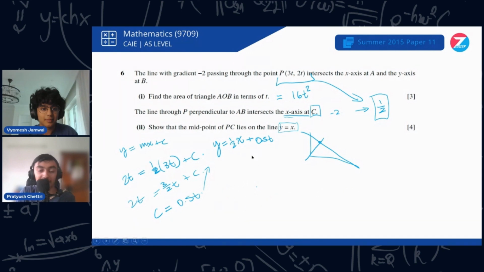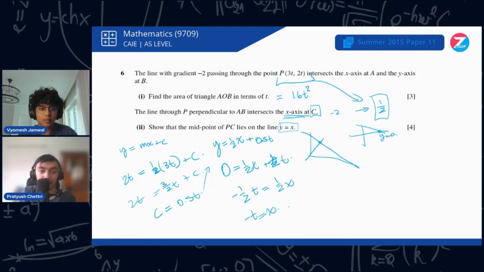Okay, yeah. So here's our equation of the line. And it says it intersects the x-axis. So what that means is, boom, here. So y equals 0. If y equals 0, then 0 equals half x plus half t. And if half x equals half t, then minus half t equals half x. Hence, minus t equals x. So that means y equals x.